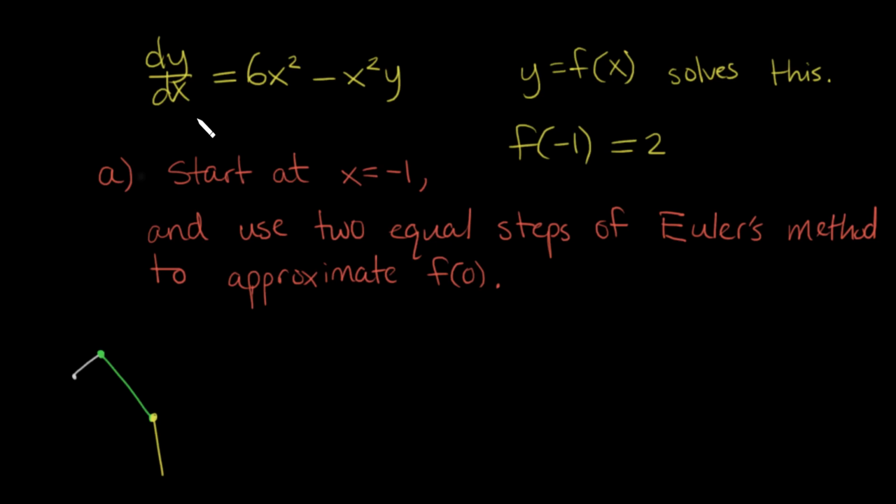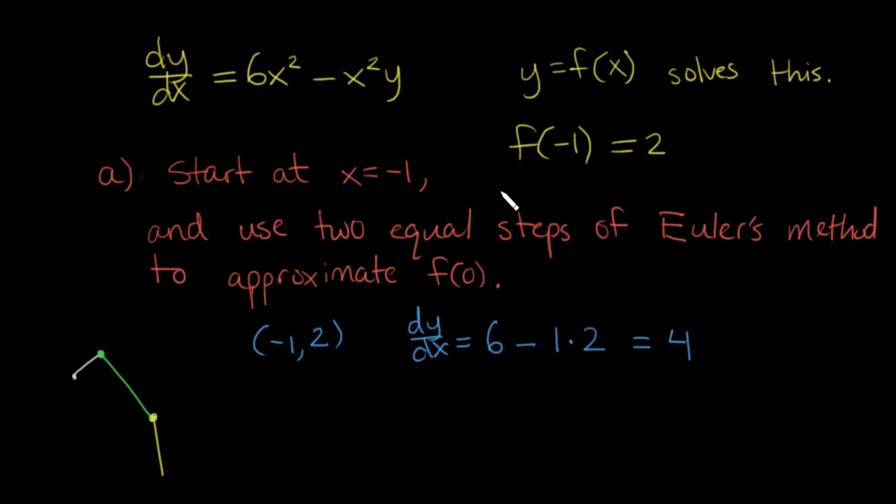Well, we already know what f of negative 1 is. It is 2. So we know that our first point has x position negative 1 and y position 2. Therefore, the slope at this first point, dy/dx, is given by this function of x and y. Well, we know x and y are negative 1 and 2, so we can just plug them in. 6 times negative 1 squared is 6, minus negative 1 squared, which is 1, times y, which is 2. So we get 6 minus 1 times 2, that's 6 minus 2, that is 4. And that tells us that the slope at negative 1, 2, which is our first point, is 4.